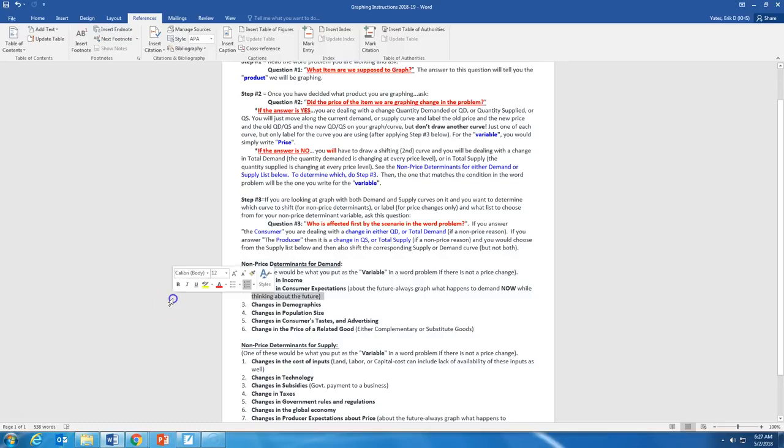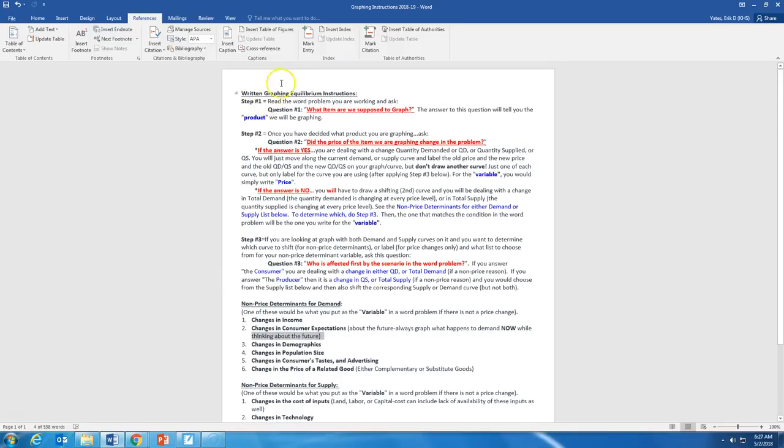Okay, so now I'm bringing up the instruction page for how to graph, and we're going to do the same two problems that we've been doing as we worked through graphing demand and graphing supply. But now that we have both of those curves on the same graph, we need to figure out which one we're shifting. In any given problem, you'll only shift one of the curves if there's a non-price determinant. If there's a price determinant, you will shift none of the curves. We'll simply, again, label what we know, but we need to know if we're dealing primarily with a change in quantity demanded or a change in quantity supplied in those problems.